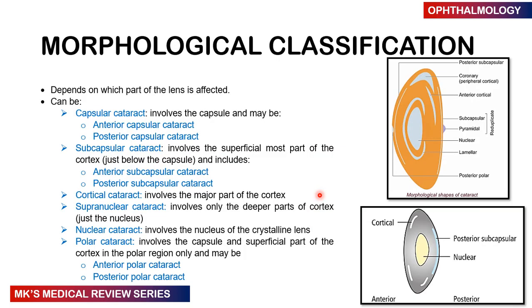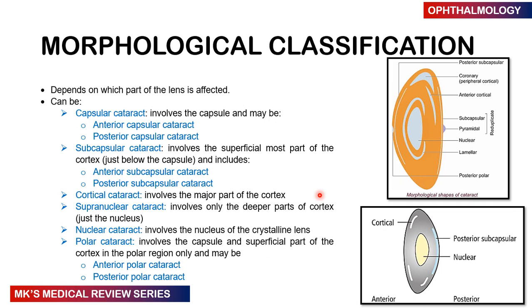Then, of course, morphological classification pretty much depends on the part of the lens that's affected. Remember when I was telling you about the parts? So the cataract can actually affect the capsule anteriorly or posteriorly. You have an anterior capsular cataract, a posterior capsular cataract. It may sometimes just be underneath the capsule, so it involves the superficial most part of the cortex just below the capsule. So it may be anterior subcapsular cataract, or posterior subcapsular cataract.